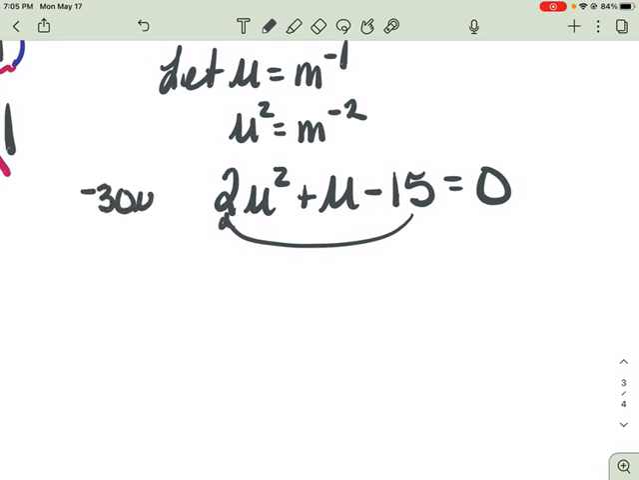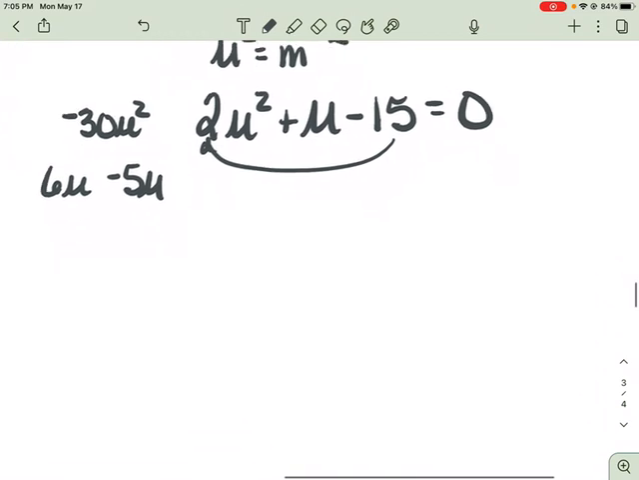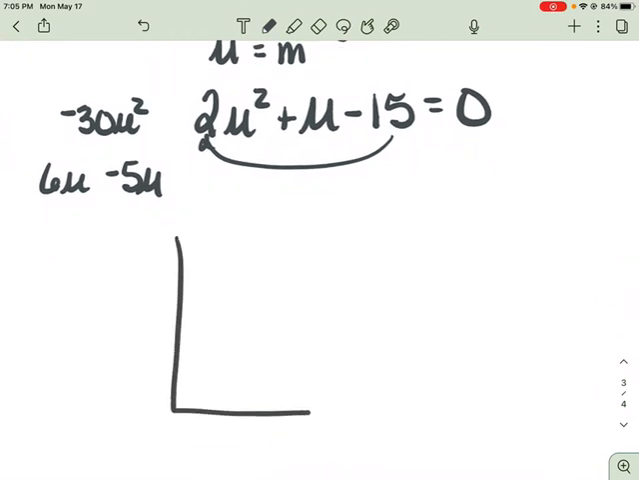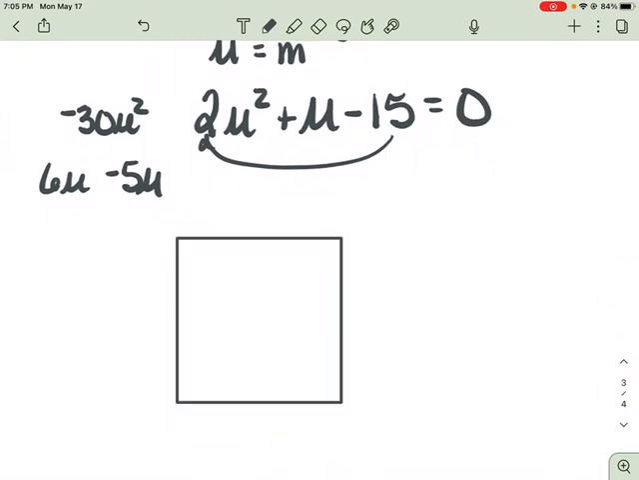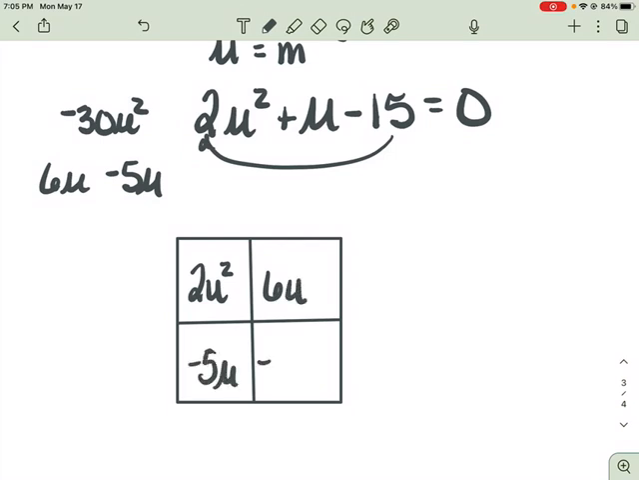All right, so that's -30u squared. So I'm going to go +6 and -5. I think that'll work. All right, so let me draw my box. Getting better at these boxes. There are some times where my box is so bad it doesn't go to a box. Okay, so 2u squared, 6u minus 5u minus 15.